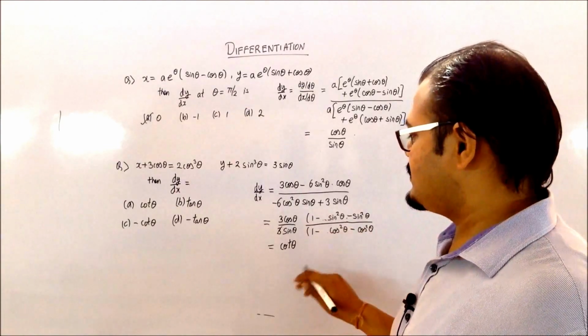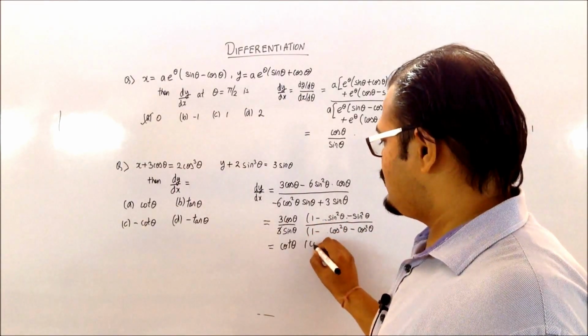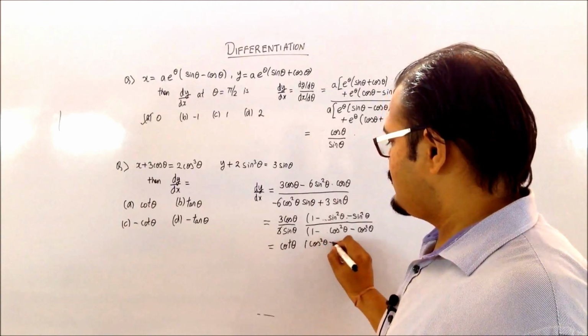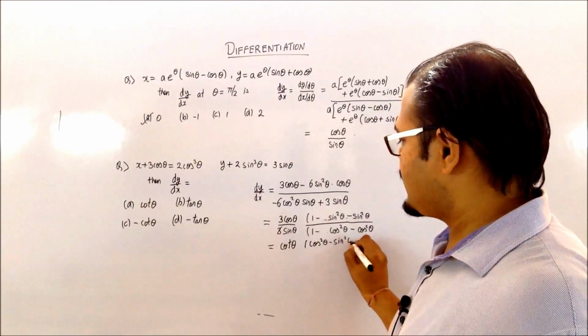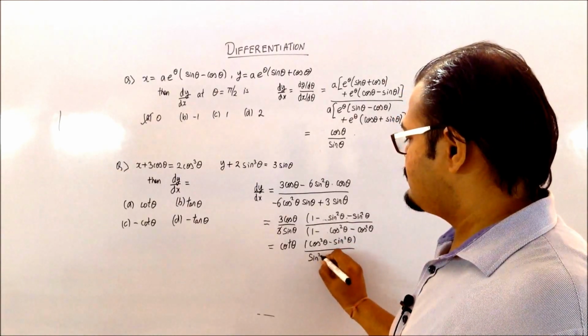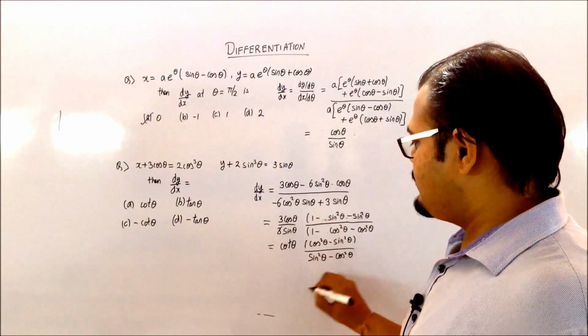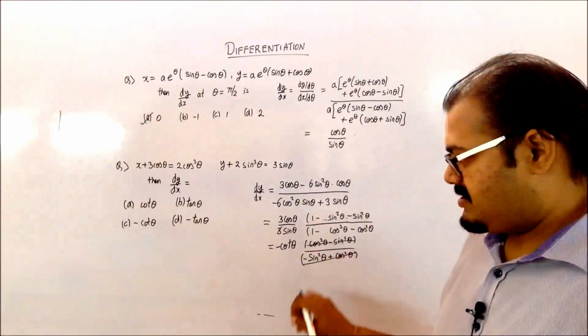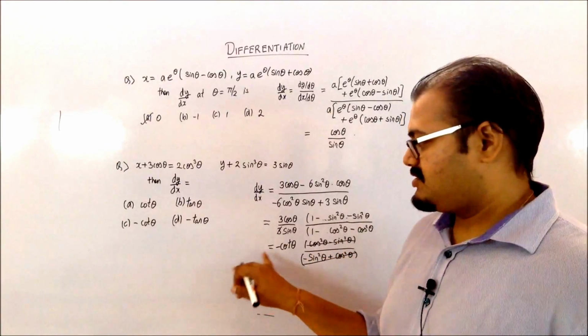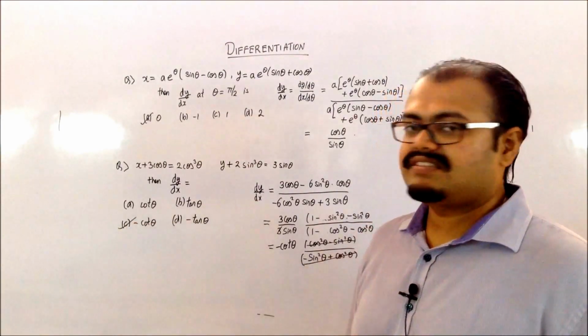So you get the original thing, and you are having 1 minus sine square, which is basically a cos square, and this is going to be a sine square minus cos square. If you take the minus sign outside, both of them get cancelled out, so you're getting minus cot theta as the answer. So your option is C.